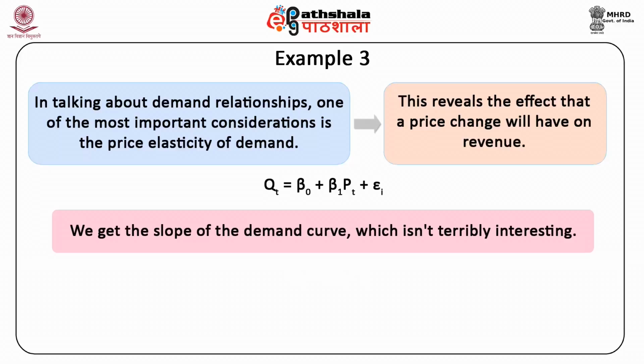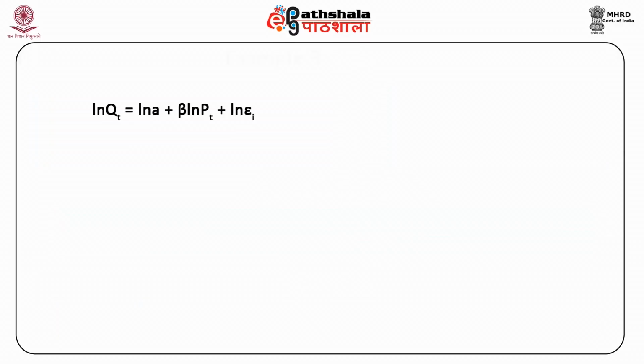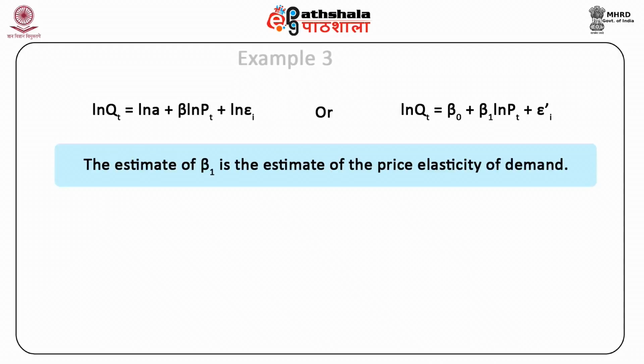However, if we estimate Qt is equal to A into Pt raised to power beta plus epsilon t, the coefficient of beta is the price elasticity of demand. Ln Qt then is equal to ln A plus beta ln Pt plus ln epsilon t, or ln Qt is equal to beta 0 plus beta 1 ln Pt plus epsilon t prime. The estimate of beta 1 is the estimate of price elasticity of demand.